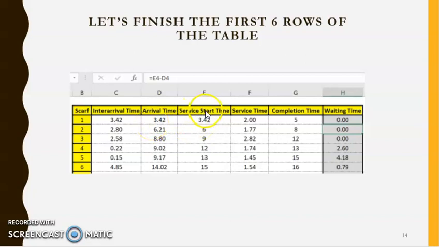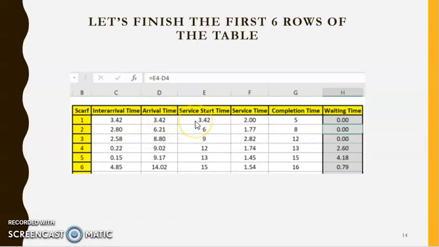since the service start time cannot be smaller than arrival time, the minimum amount that it can get according to the system we defined is 0, so it can be 0 and greater numbers. So the formula we need to put here is, as you can see, E4 minus D4, that is service start time minus arrival time.